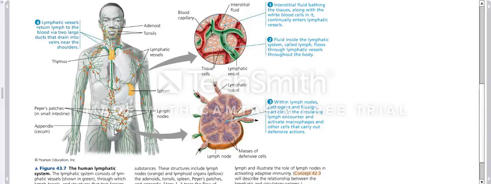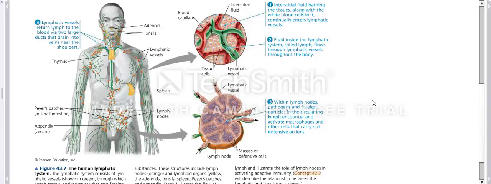And then figure 43.7 gives us a great look at the lymphatic system. Shown in green are the lymphatic vessels through which the lymph fluid travels. Lymph nodes are colored in orange, and lymphoid organs such as the spleen, the tonsils, and the appendix are colored in yellow. The figure also shows the travel of lymph throughout the body in order to destroy pathogens.